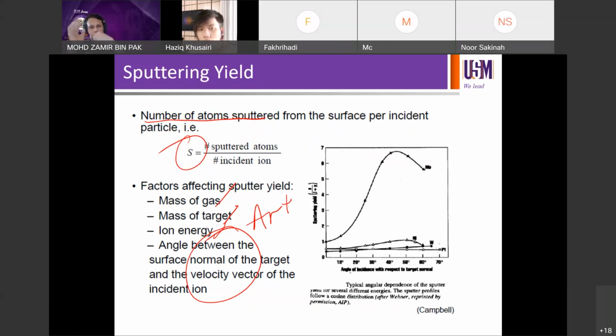Langgar lagi kuat. So more ions will be accelerated to the target, hitting off more atoms. So for every ion yang sama, Ar plus sama, dia akan langgar with higher energy. Dia bawa energy dengan dia lagi banyak. Boom, keluar lagi banyak. So as a result, the number of sputtered atoms will be more for a unit ion with bias.